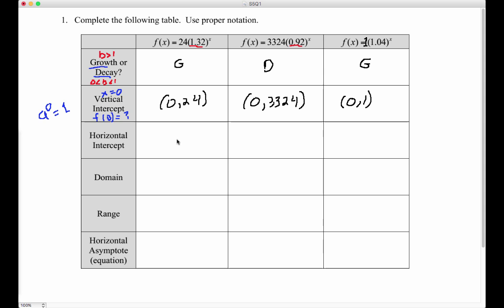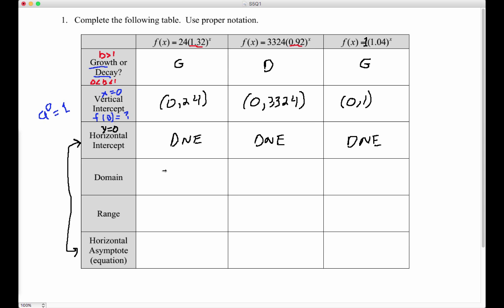Horizontal intercept. Well, all of these are stock exponential functions. They have not been translated. We have not shifted up, down, left, or right, and so therefore they will not have a horizontal intercept. In other words, it does not exist. We'll see that this question and the horizontal asymptote are kind of kissing cousins, and we'll talk about that when we get down there. So we do not cross the x-axis. Just as an aside, a horizontal intercept tells you that the y value is equal to 0, and none of these ever get to 0.